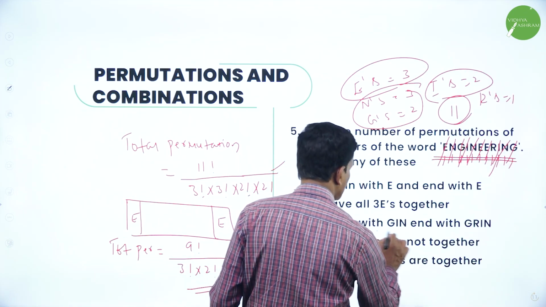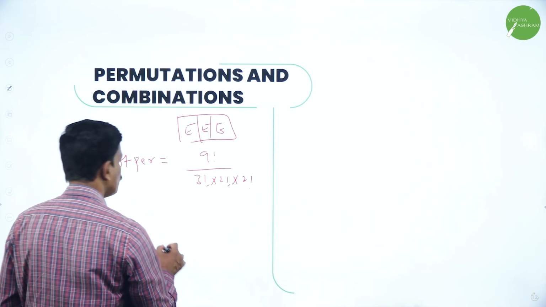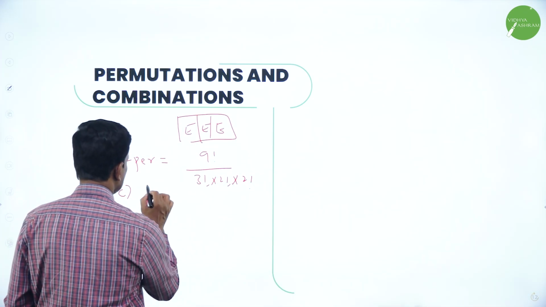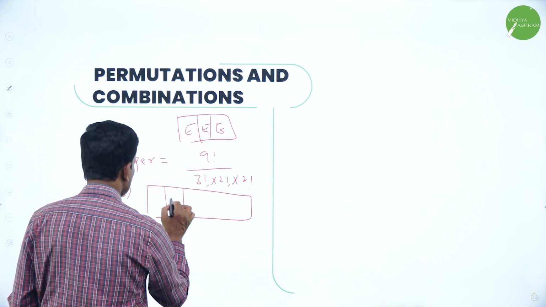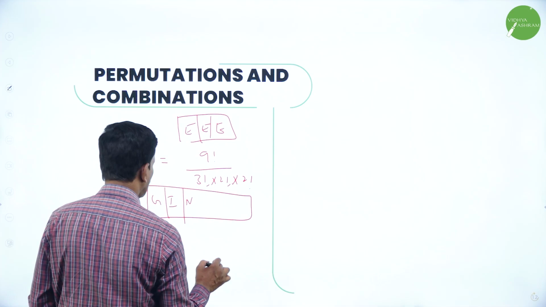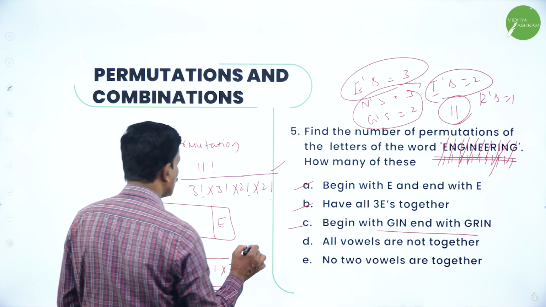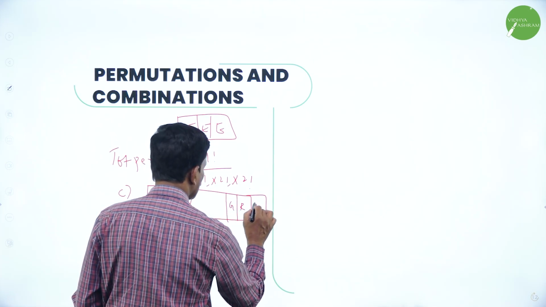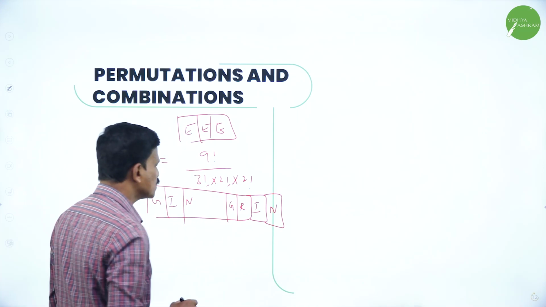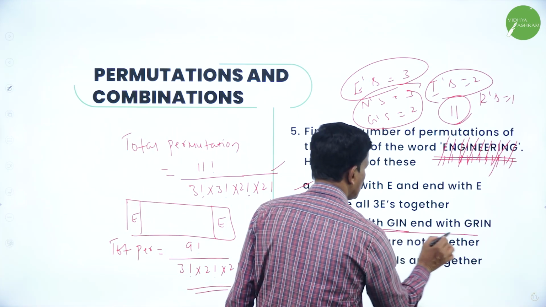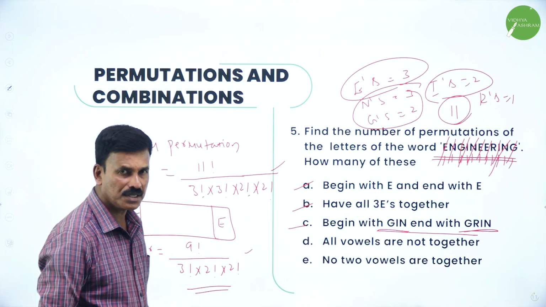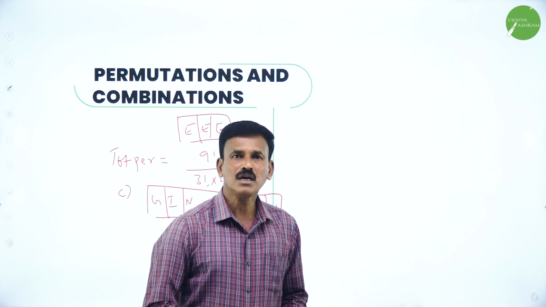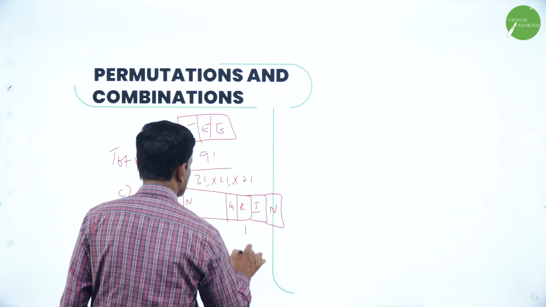Begin with GIN and end with GRIN. This is the given condition. So it will begin with GIN and end with GRIN. Right. Now here let us consider this as one unit and this as one unit.